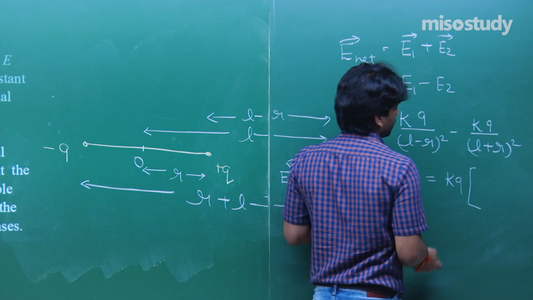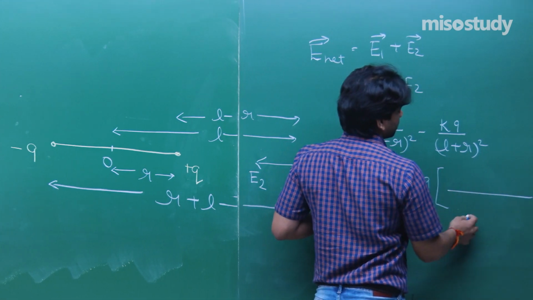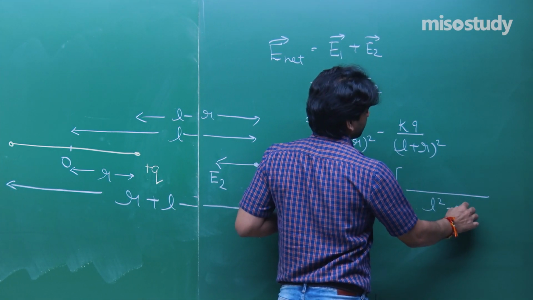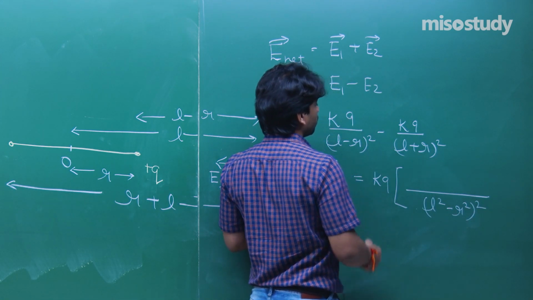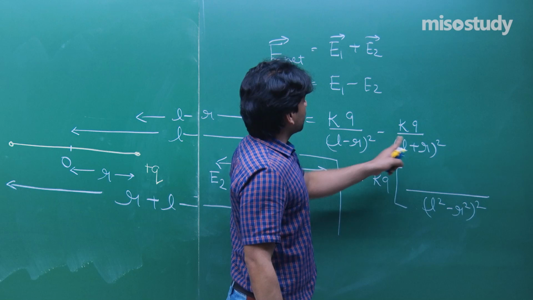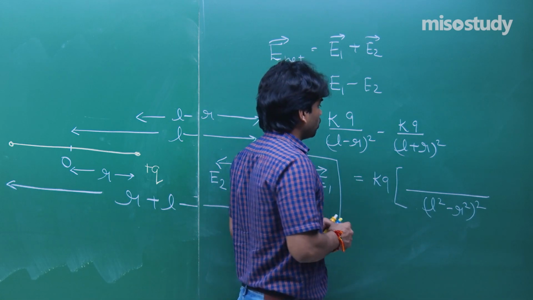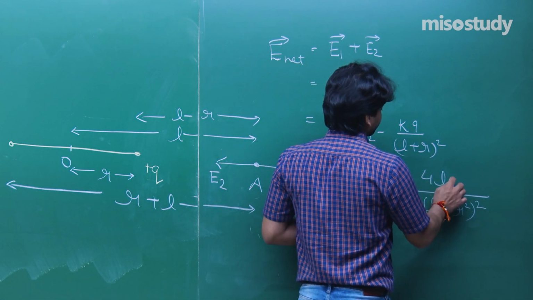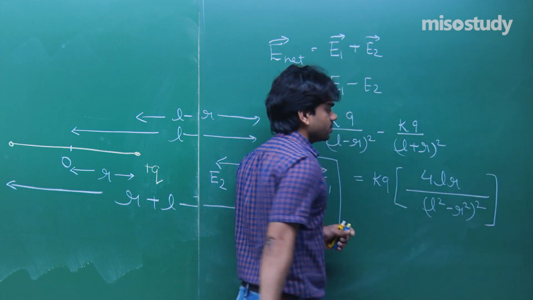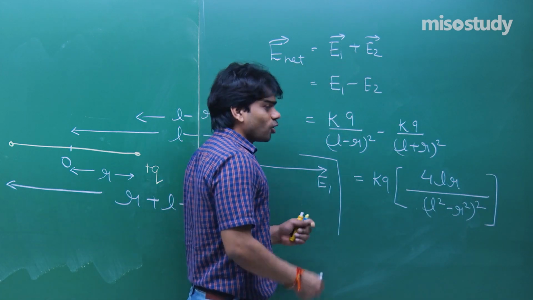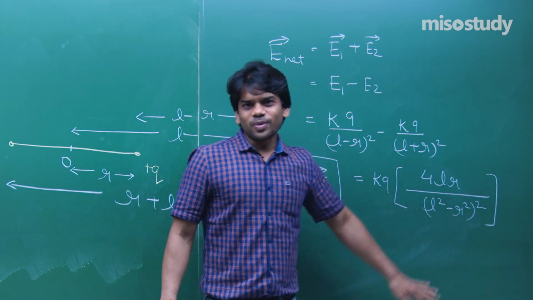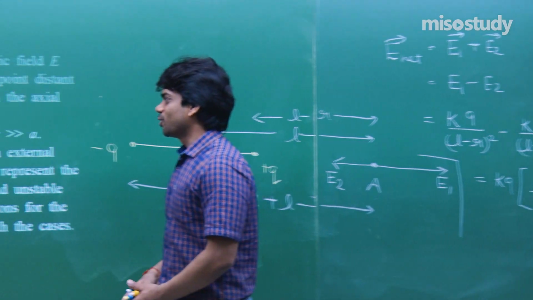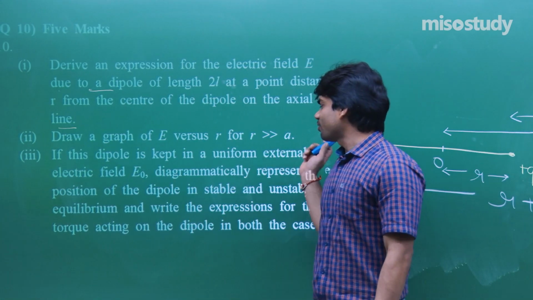KQ, (L minus R) whole square, (L plus R) whole square will give you (L square minus R square) whole square. KQ I have taken outside, and L square and R square will cancel out, and you will be getting 4LR. Although I was saying that I won't be doing this, I already did, and the further part you can check with the calculation. I hope you can do that, and draw a graph of E versus R for R far greater than A.